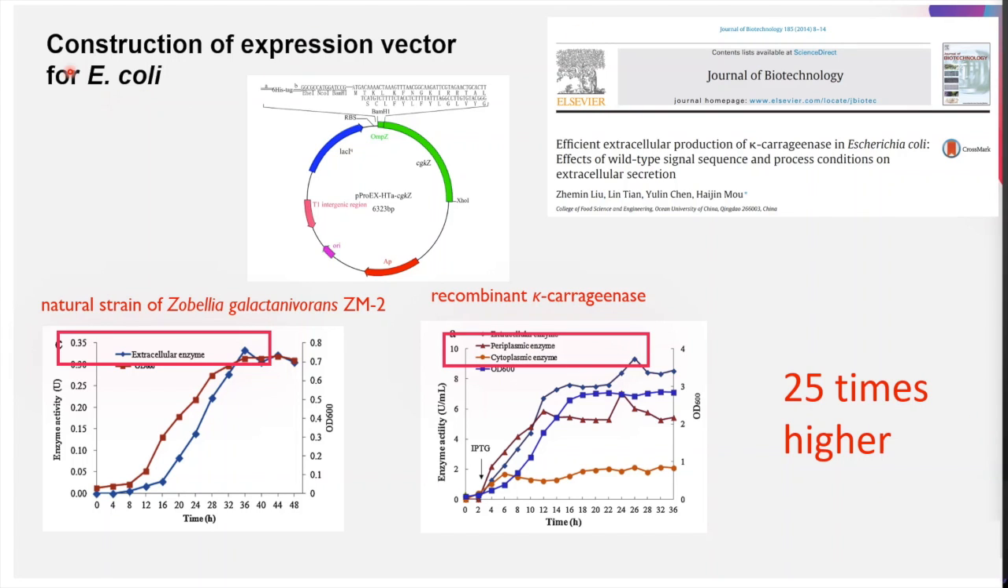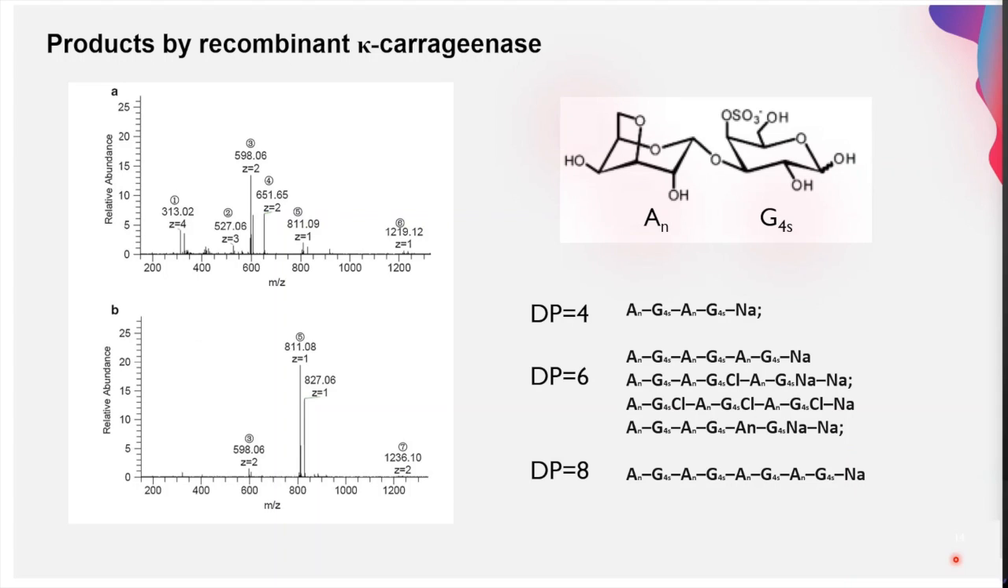First is in E. coli. After the optimization of plasmid construction and the culture condition, the extracellular enzyme activity of the recombinant kappa carrageenase was 25 times higher than that of the natural tubular, the natural bacteria. The products of the recombinant kappa carrageenase were detected by LC-MS, and the main products were oligosaccharides of DP4, DP6, and DP8.